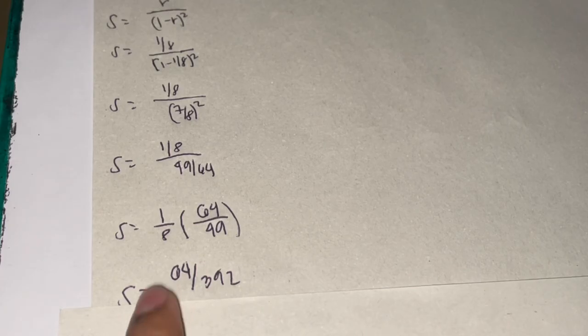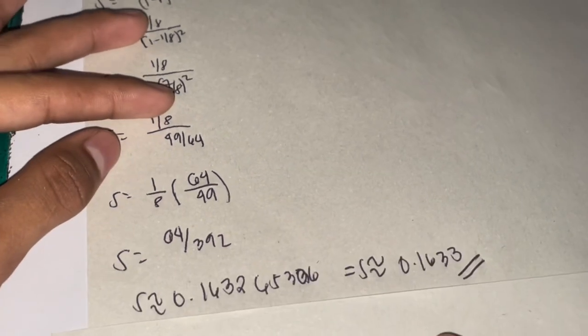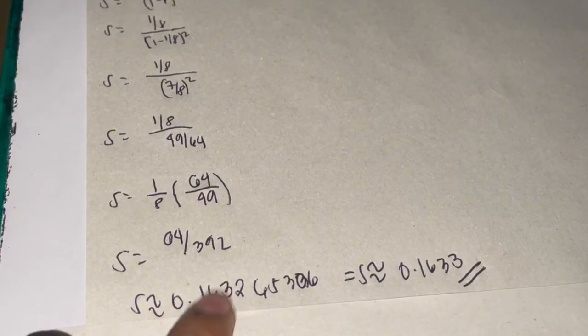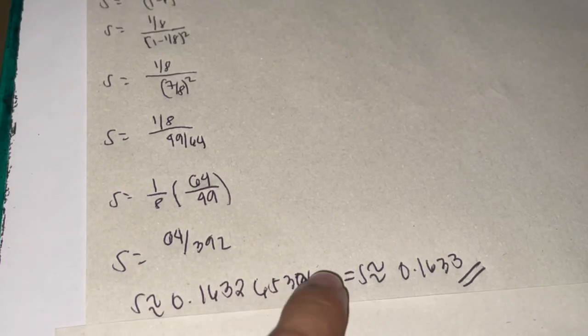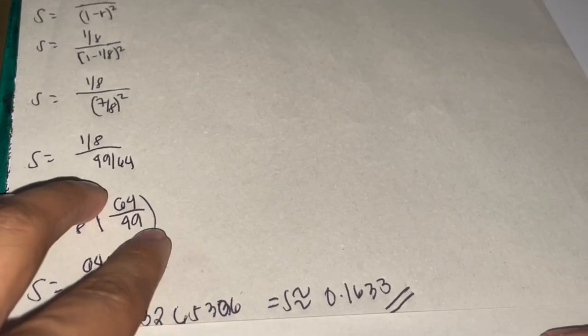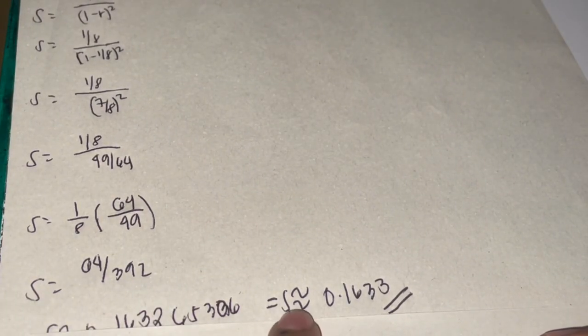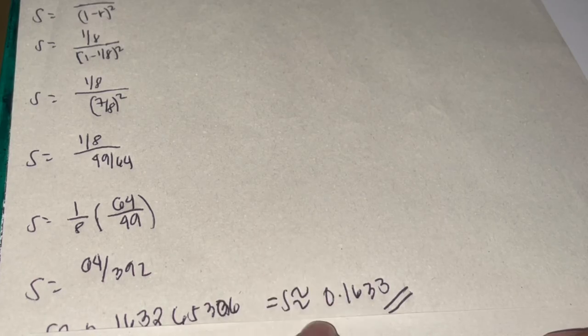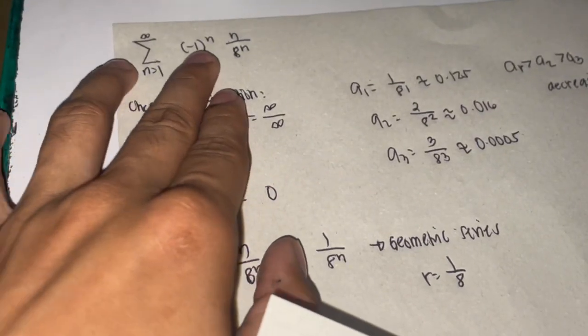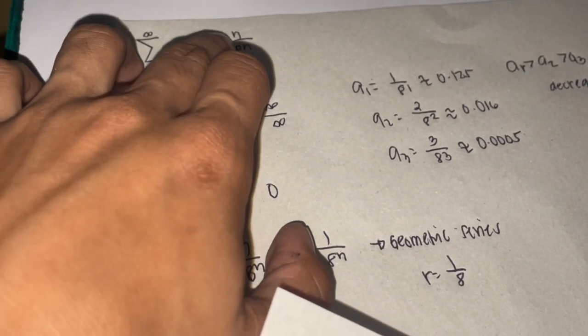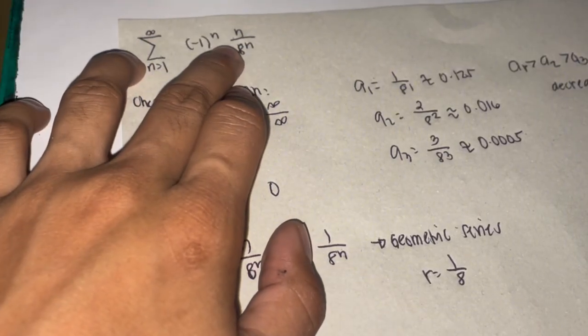If we calculate 64 divided by 392, we get the approximation of 0.163265306. Since based on the direction we only have 4 decimal places, we can have the approximate sum of 0.1633. And this is the approximate sum of the series (-1) raised to n times n over 8 raised to n.